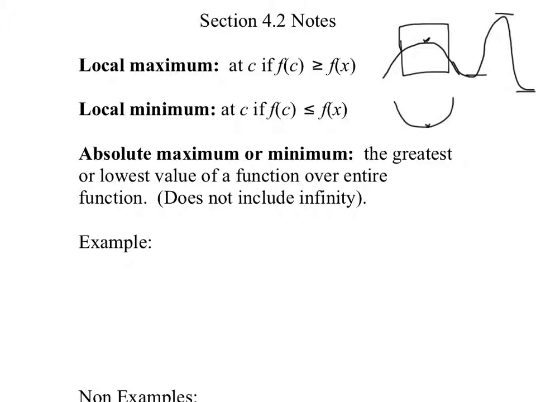Now the key with local maxes and minimums is that they cannot occur at the endpoints, because it makes sense if it has to be the highest point to the left and to the right, or the lowest point, the points to the left and to the right have to be lower or higher than it. Well, then it can't be an endpoint, because then you're missing either the left or the right side. So then we have absolute maximums and minimums. Absolute maximums and minimums can be endpoints, but they have to be defined. So it has to be defined, and it is the absolute greatest.